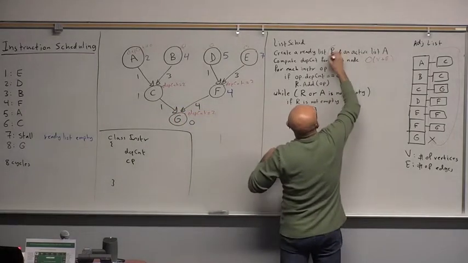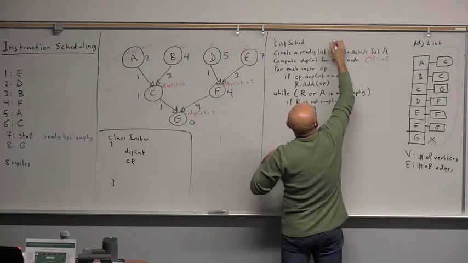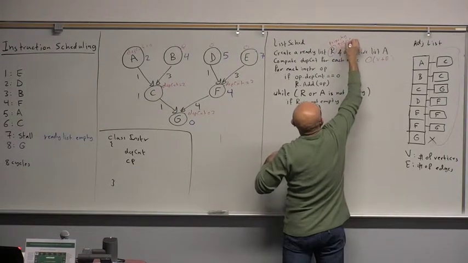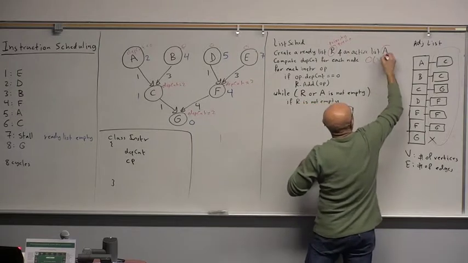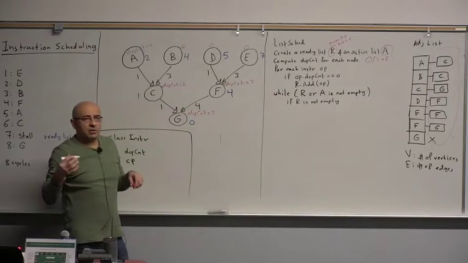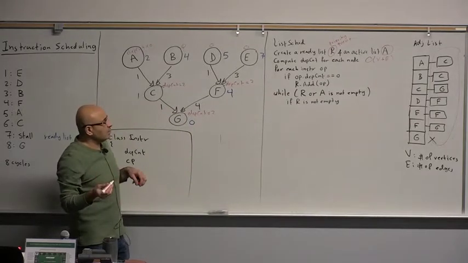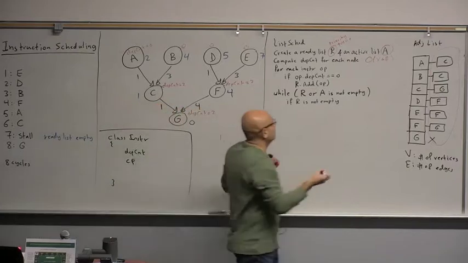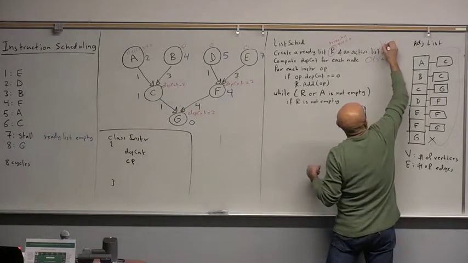So R is a priority queue, while A, we don't have the notion of an order or a priority within A, or a ranking within A. So A can be just a simple list, an unordered list.